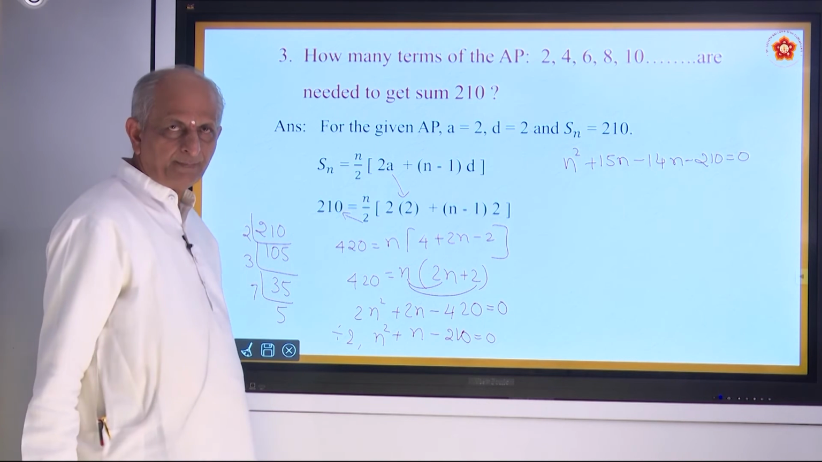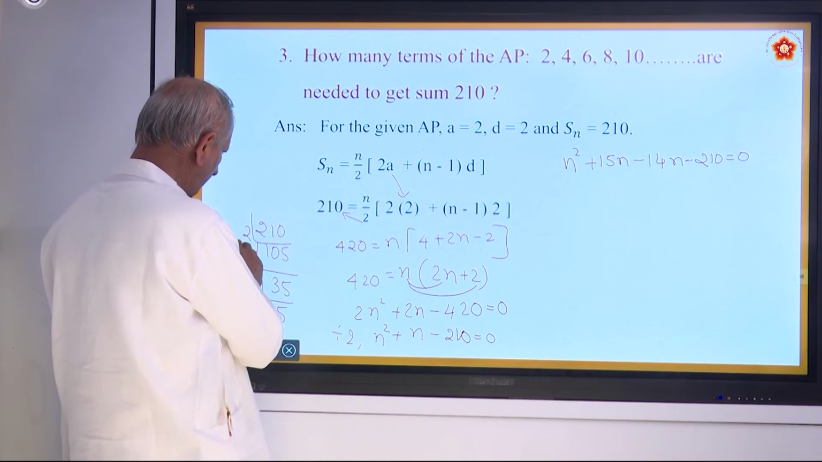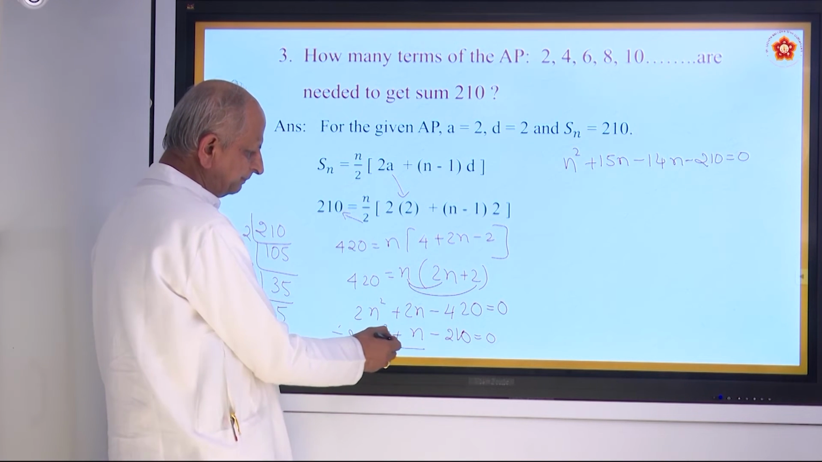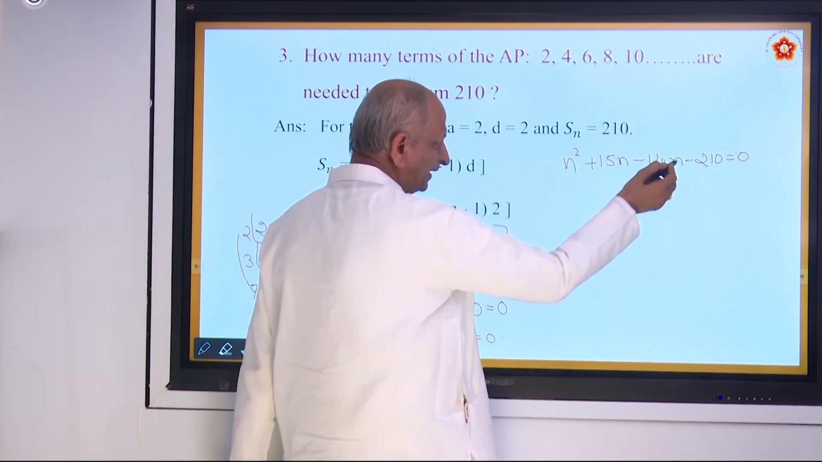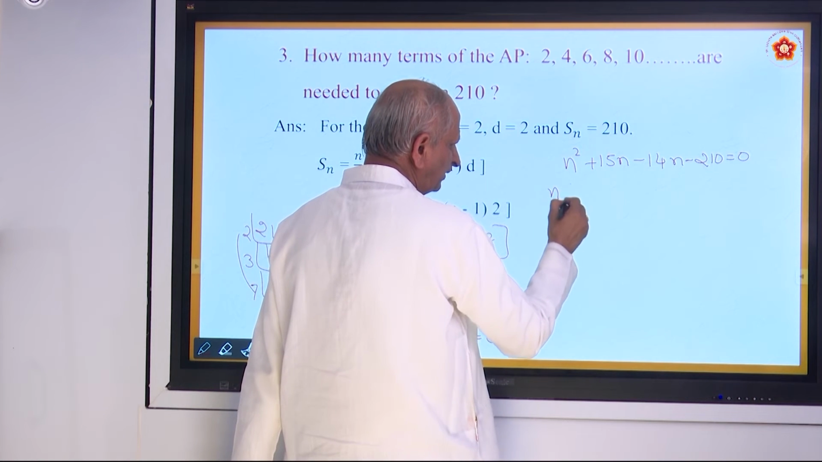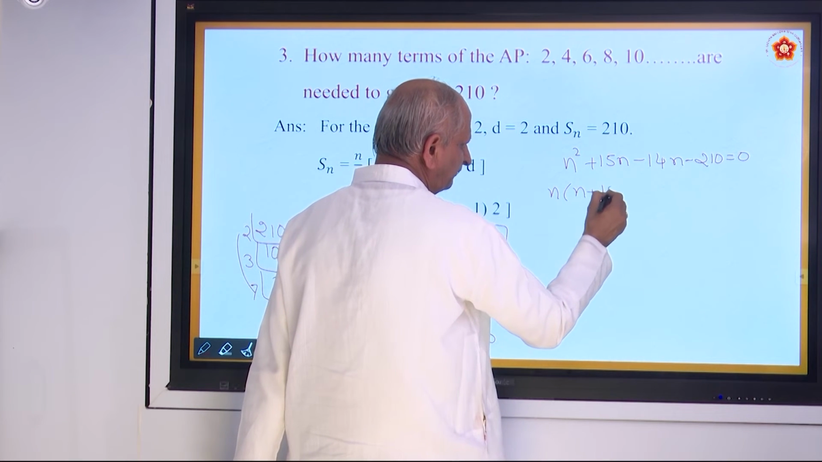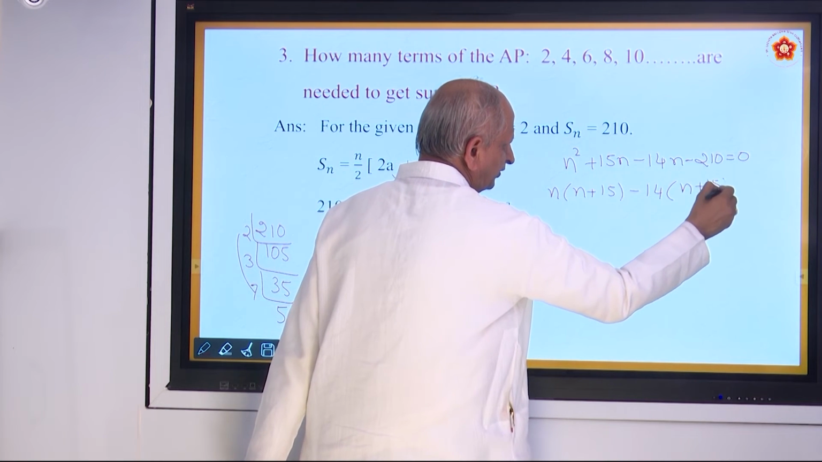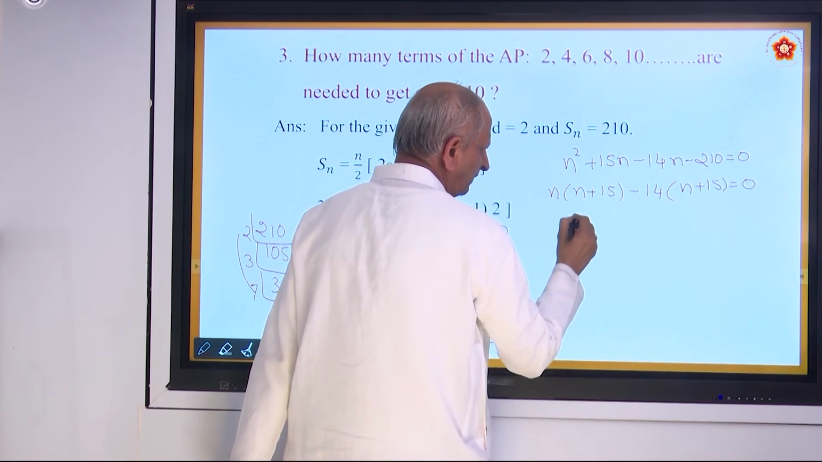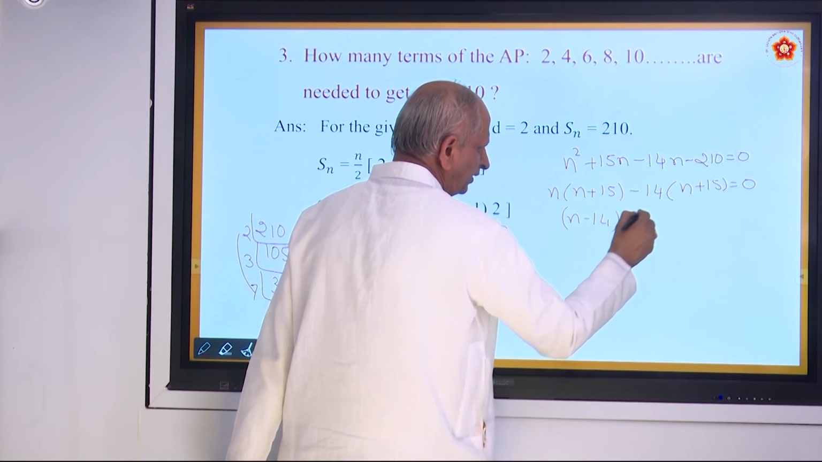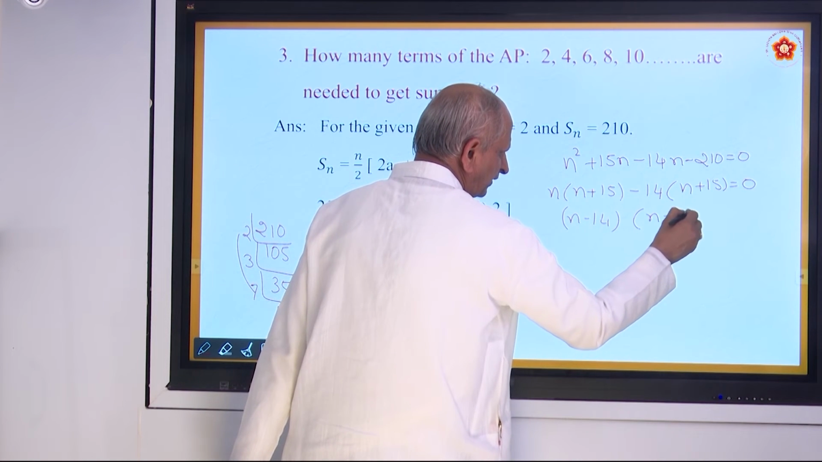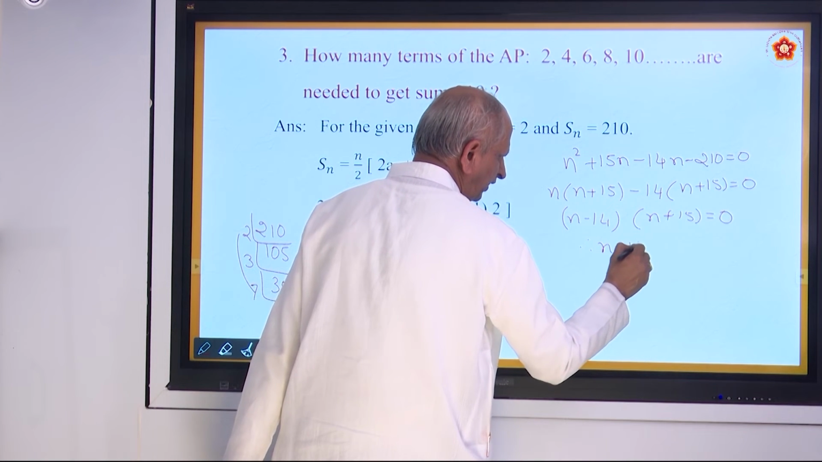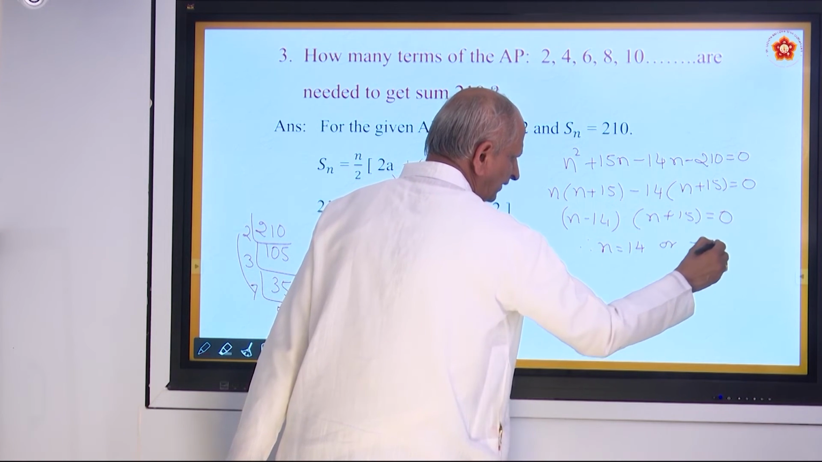By the prime numbers, 7 2s are 14, 3 5s are 15. As you want the middle term positive, write 15n minus 14n. So take common n plus 15. This is 14 common, n plus 15 is equal to 0. So n minus 14 into n plus 15 is equal to 0. Therefore, n is equal to 14 or minus 15.